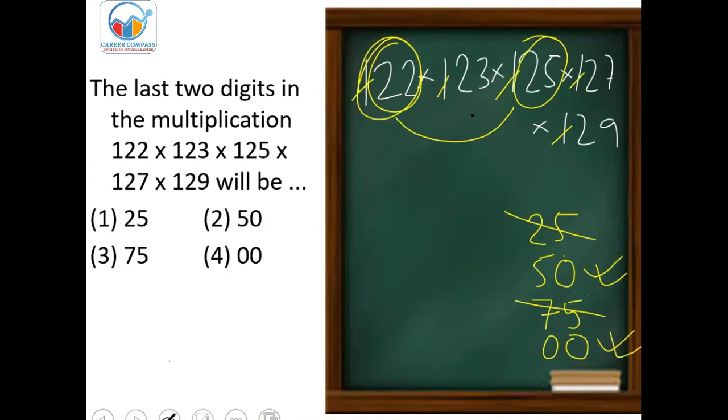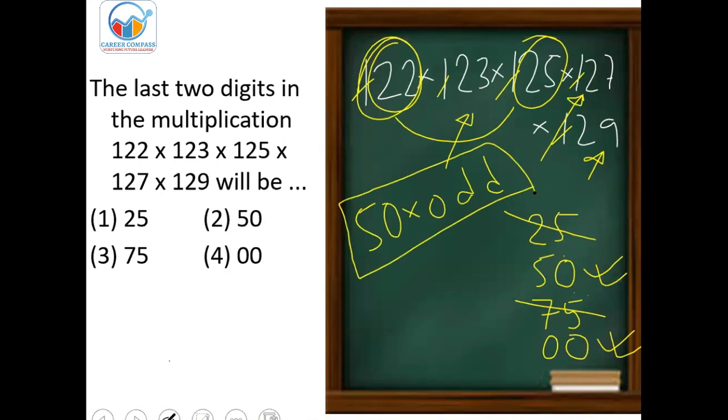Look at the other numbers. All these numbers are odd, and hence the product is odd. So all I have is 50 into an odd number. 50 multiplied by an odd number will give you the product as 50 only. In terms of the last two digits, consider 50 times 7, 50 times 3, 50 times 9, 50 times 11, whatsoever. No doubt that the last two digits will always be 50.